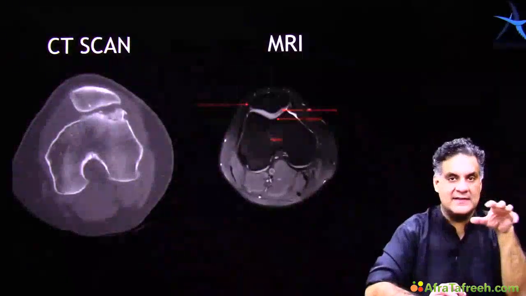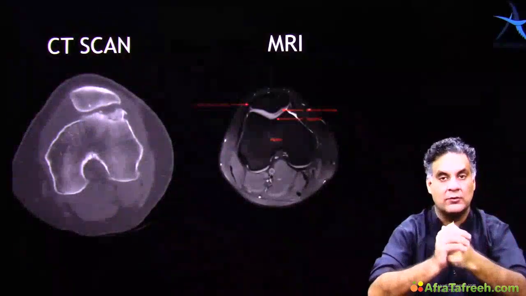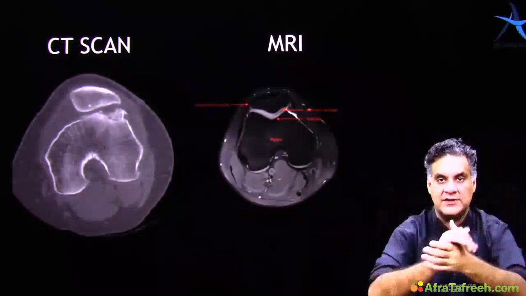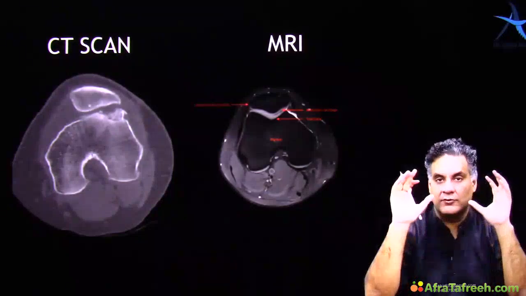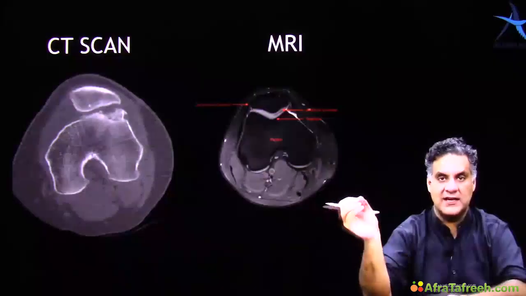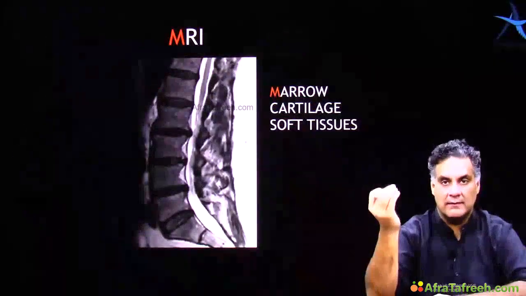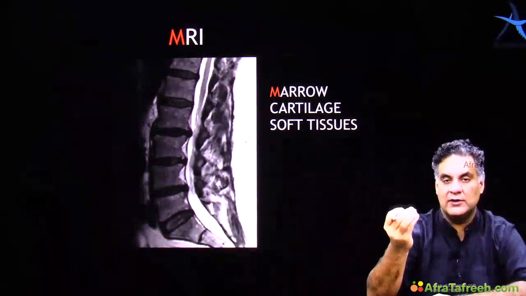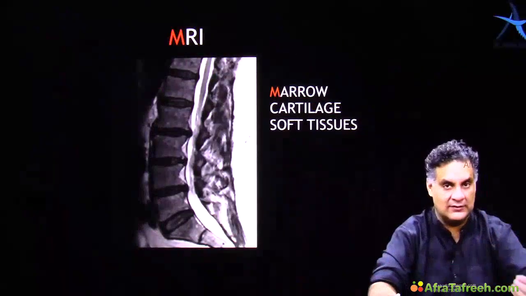Remember, CT scan is a specialized investigation. It looks better at a calcification, or the cortex, which looks white because calcium is white. MRI can help you see the soft tissues, the bone marrow, and can also show you the cartilage, which cannot be seen on X-ray or CT scan.